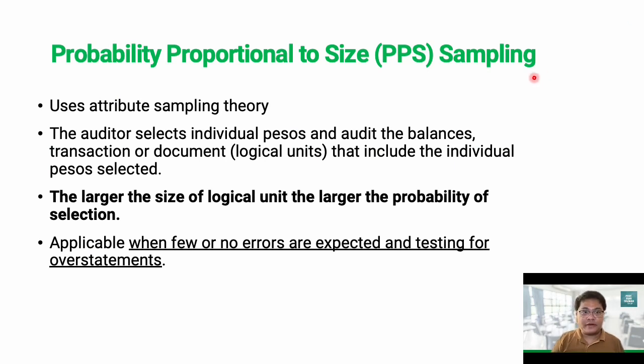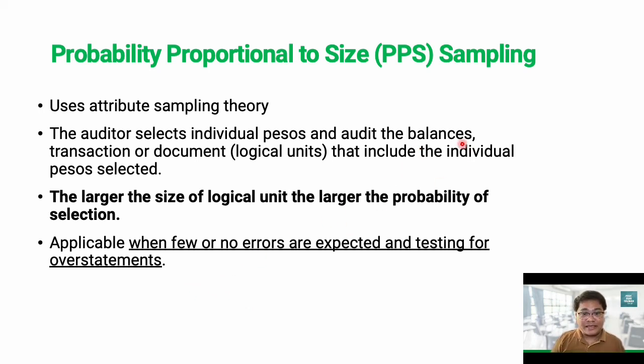The last one, we have PPS or probability proportional to size sampling. This is a variable sampling approach which uses attribute sampling theory. In this particular sampling approach, the auditor selects individual pesos and audits the balances, transactions, or documents which are considered as logical units that include the individual pesos selected by the auditor for testing. Now, the unique feature of PPS is that the larger the size of the unit, the larger the probability of it being selected for testing. Usually PPS is applicable when we expect few or no errors and when we test for overstatements.